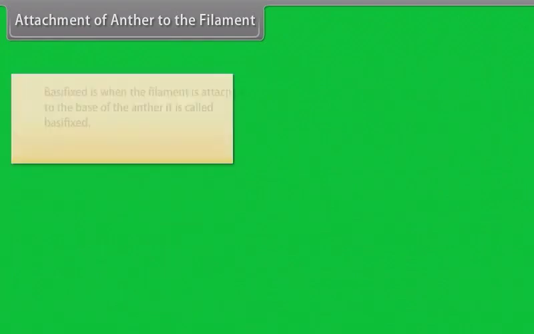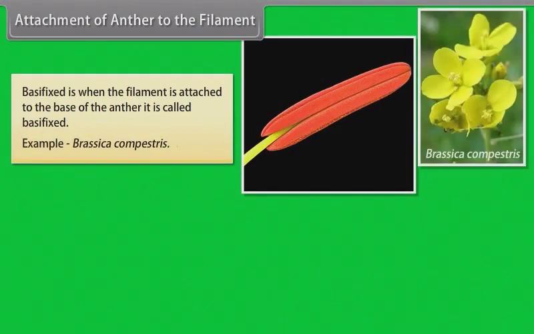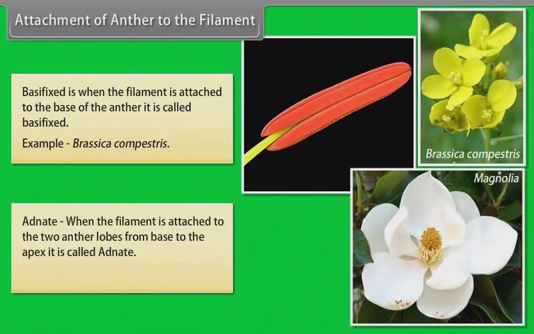Attachment of anther to the filament. Basifixed is when the filament is attached to the base of the anther. Example: Brassica campestris. Adnate is when the filament is attached to the 2 anther lobes from base to the apex. Example: Magnolia.